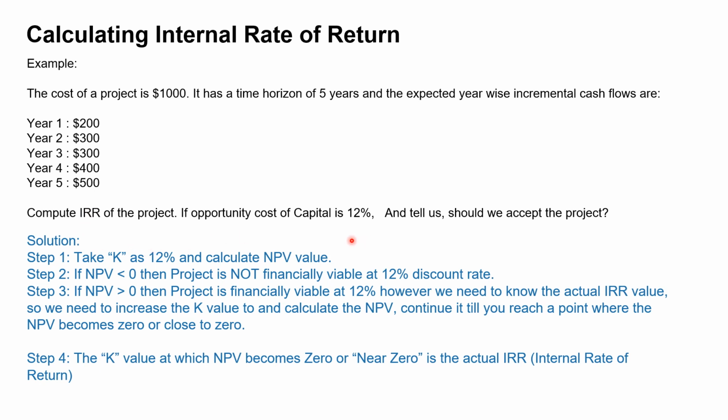They have given the project capital cost as 12%. That is the opportunity cost. Whether we can accept or reject the project is the question. Now we have to calculate by these steps. Take the K value as 12%, which is already given in the question. Calculate the NPV value. If the value is less than 0, it is not viable. If it is greater than 0, it is financially viable.